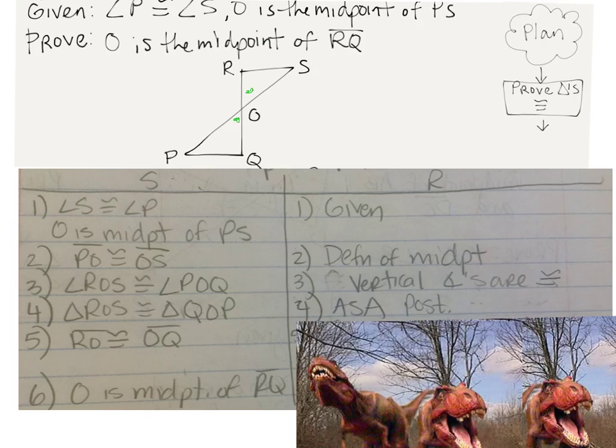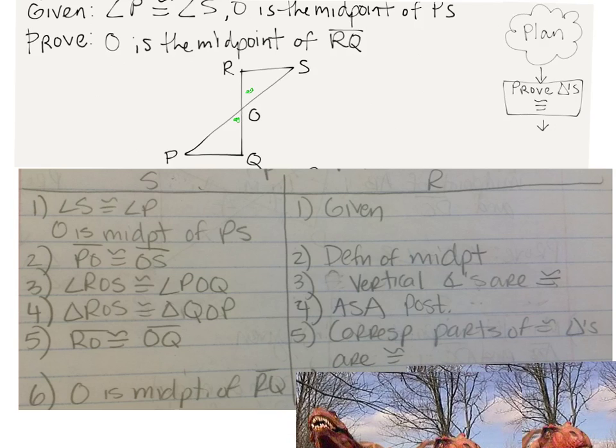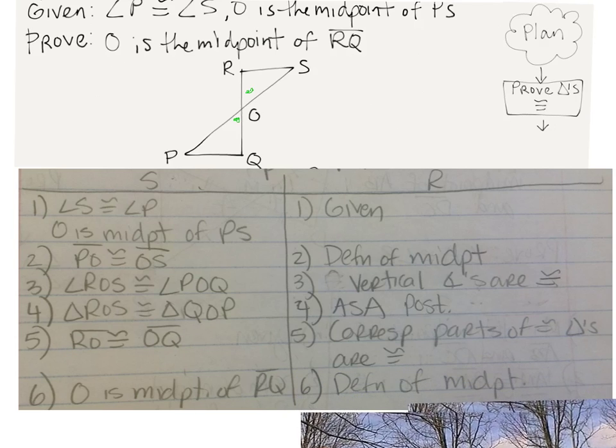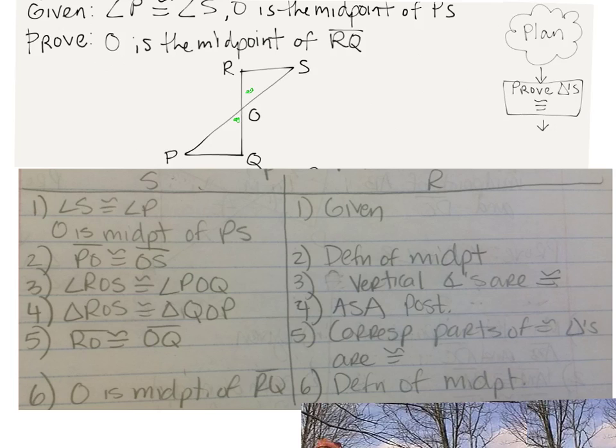Then we showed that RO is congruent to OQ because, and this time you had to write it all out, no abbreviations, corresponding parts of congruent triangles are congruent. No CPCTC here. I want you to write the whole thing. Now, once you say that those two parts are congruent, well then O must be the midpoint. So why is it the midpoint? Because of the definition of the midpoint. If RO is congruent to OQ, then O is the midpoint because of how they define a midpoint. All right, thank you, and go take this back to your group now.